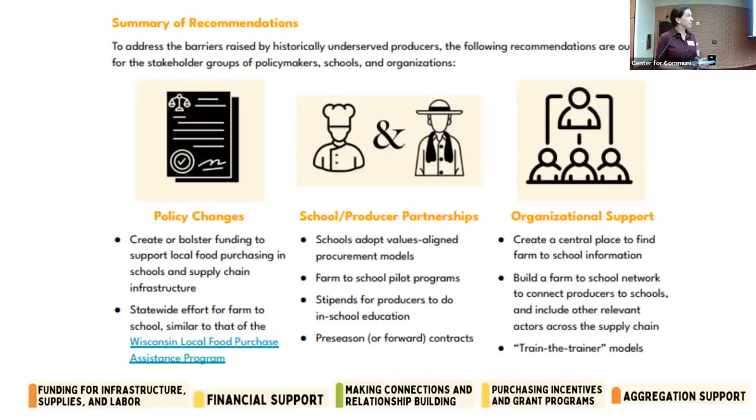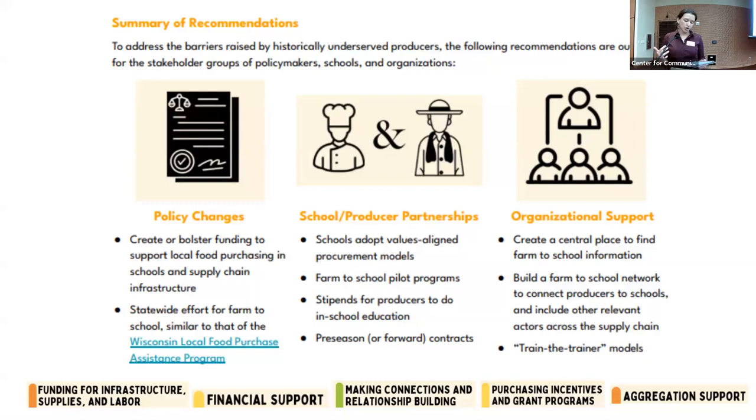Recommendations were developed for 3 stakeholder groups, which included policymakers, schools, and support organizations, and I'd like to share a few. Policymakers are encouraged to bolster funding to support schools in purchasing local foods and create a statewide program similar to the current Wisconsin Local Foods Purchase Assistance Program, but specific for farm to school. This would create a dedicated team to guide producers through the local food supply chain, answering food safety questions, and providing aggregation and distribution to schools.